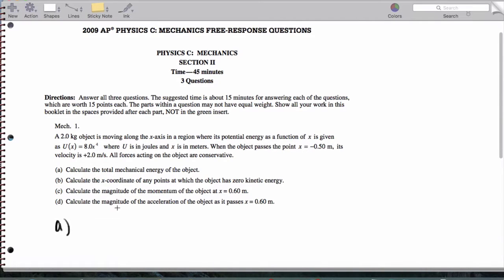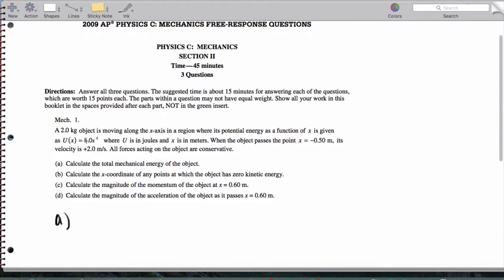So we want to calculate the total mechanical energy of this object, given that we have a potential energy here. We're also told that when we pass through 0.5, this is the velocity that we have, and all forces are conservative. So the total mechanical energy is just the potential plus the kinetic. I can write that as U(x) plus 1/2 mv squared. And let's just go ahead and plug in our numbers.